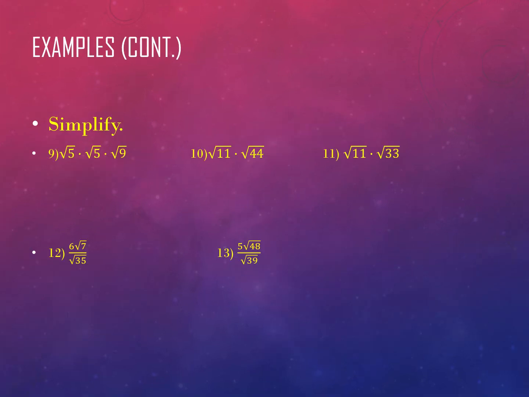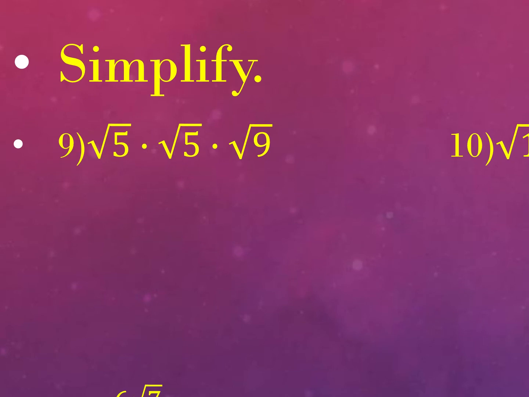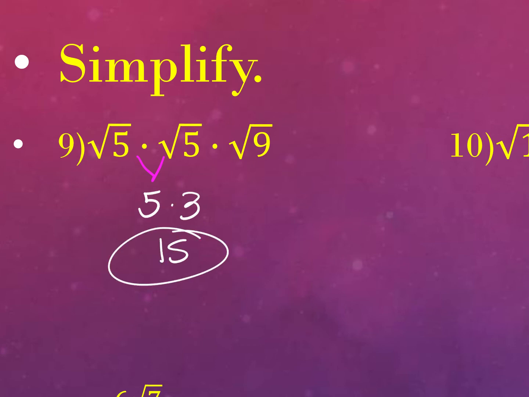All right, number 9, square root 5 times square root 5 times square root 9. Everything's underneath the radical. This square root 5 times square root 5 just becomes 5. Square root 9 would be 3, and this is 15.